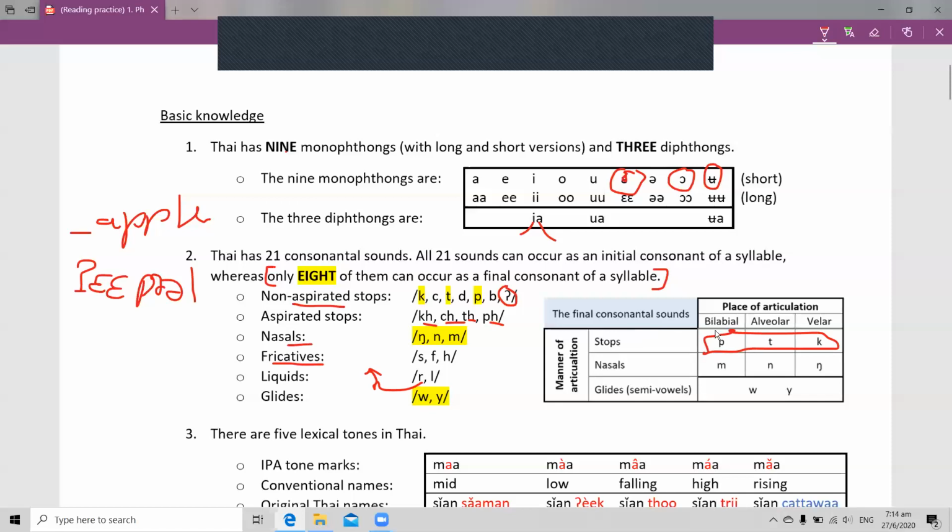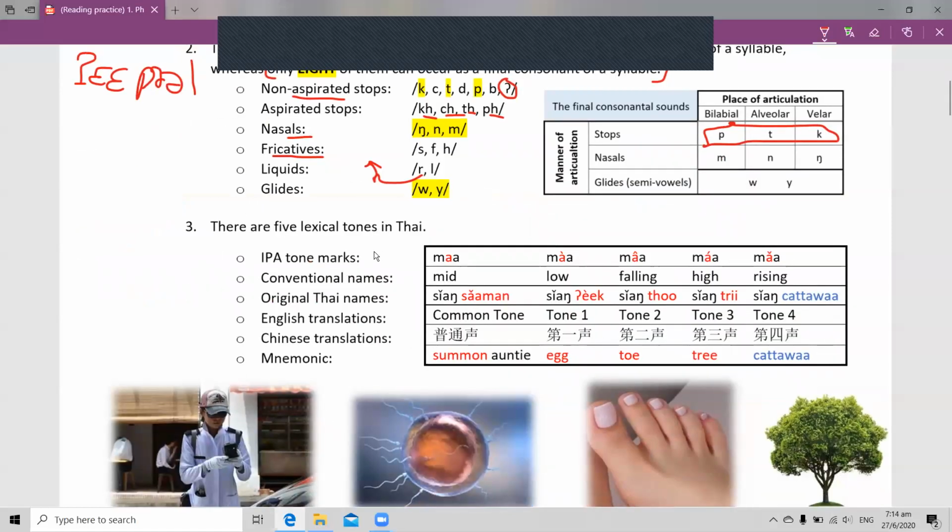The PO sound is a bilabial stop. The TO sound is an alveolar stop, and the GO sound is a velar stop. And if we maintain the place of articulation and change the manner of articulation to nasal, we have mo, no, and ngo. And lastly, we have the semi-vowels, wa and yaw. So all these consonants can occur as the final consonant in a syllable. The rest cannot.